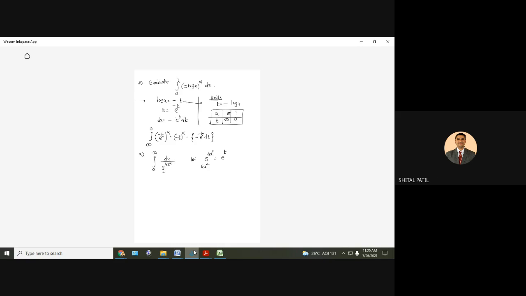Okay, so let me take log on both sides. Taking log on both sides, 4x square log of 5 is equal to t log of e. Therefore x square equals t divided by 4 log of 5, so x equals root t upon root of 4 log 5. Then the limits will change.